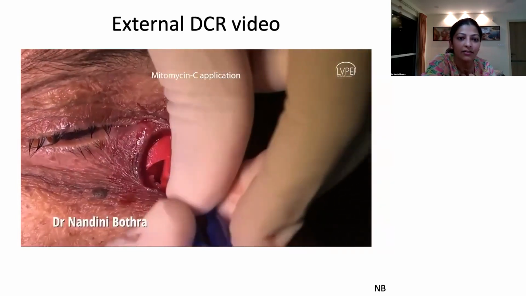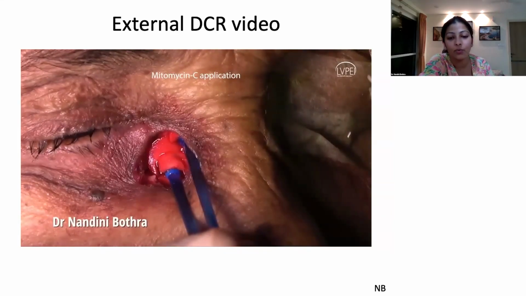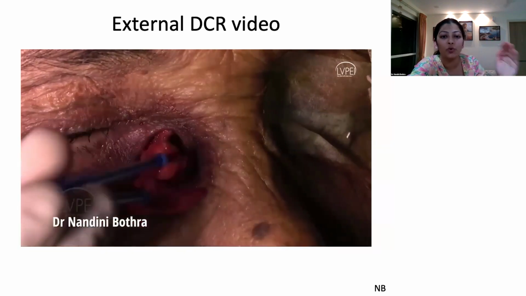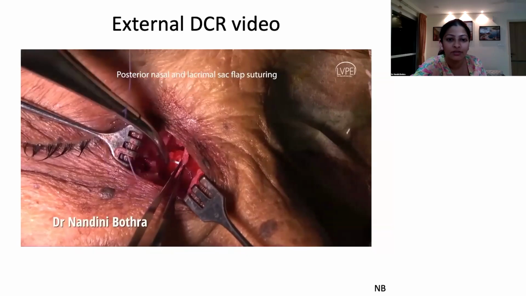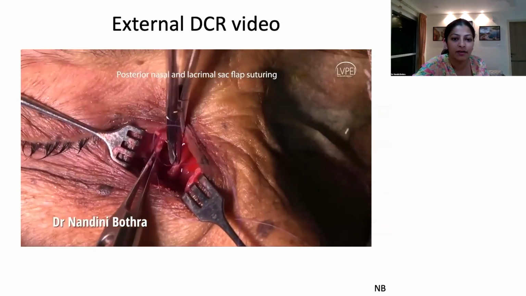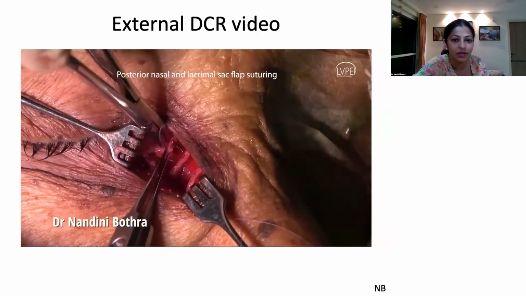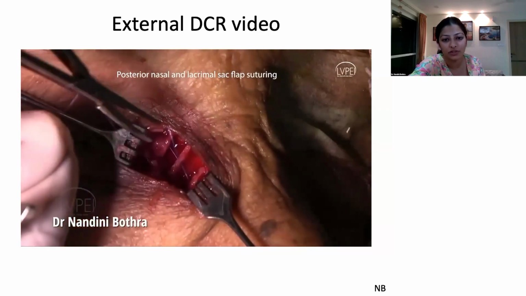Now, after this is done, the first step is to suture both the posterior flaps. Now, why do you want to suture it first before putting the intubation? Because you don't want your intubation tube to get entangled in the suture. So the first thing is take a single suture at the posterior flap. So that was the suture through the nasal flap, and this is through the lacrimal flap, such that the edge to edge of both the flaps oppose each other.